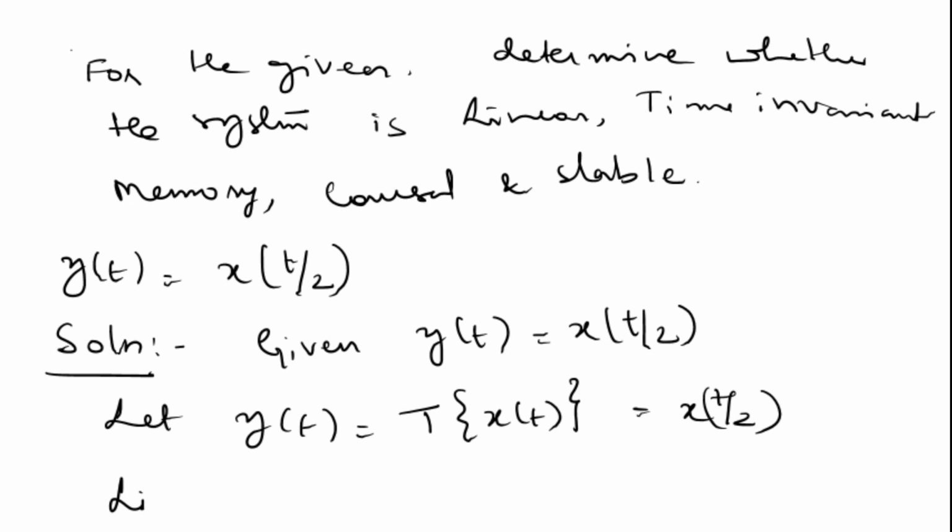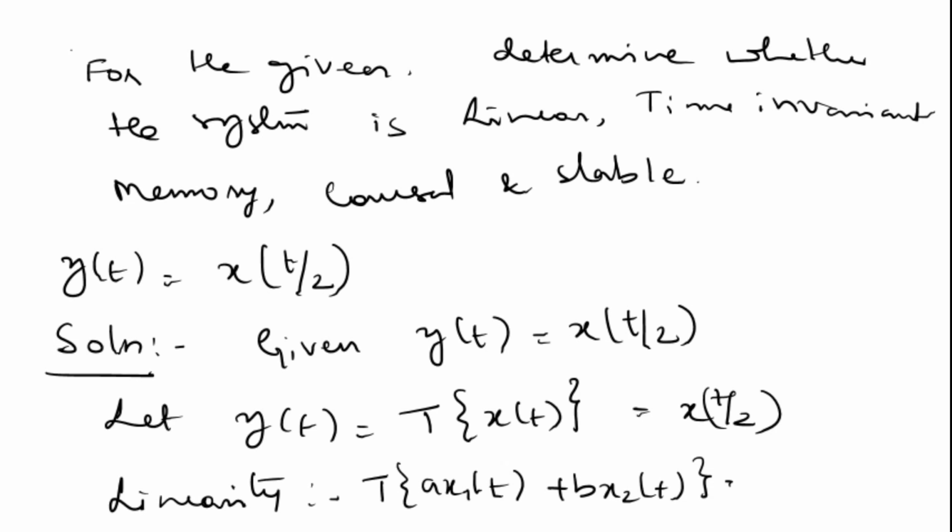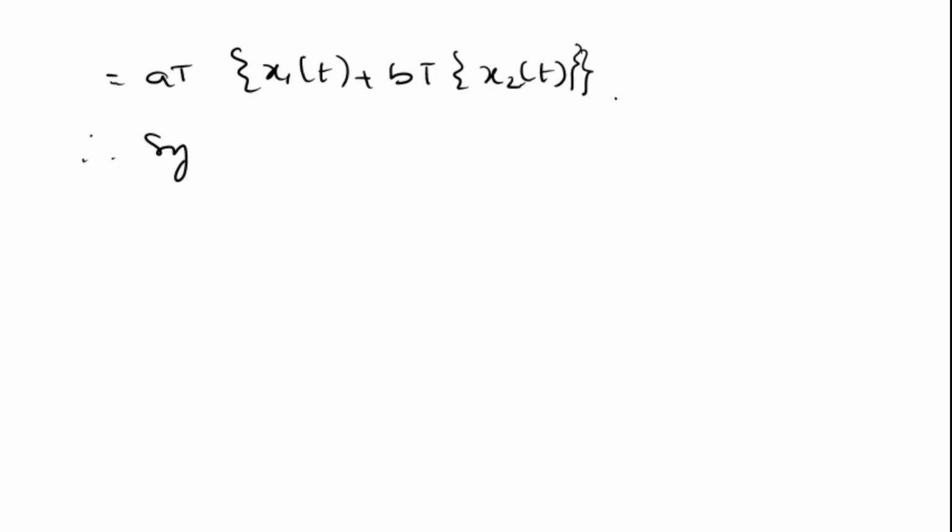First, we will check linearity. T of a into x1 of t plus b into x2 of t is equal to a into x1 of t by 2 plus b into x2 of t by 2, which is equal to a into t of x1 of t plus b into t of x2 of t. Therefore, the given system is linear.